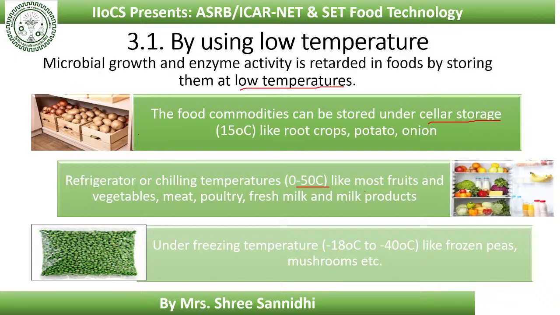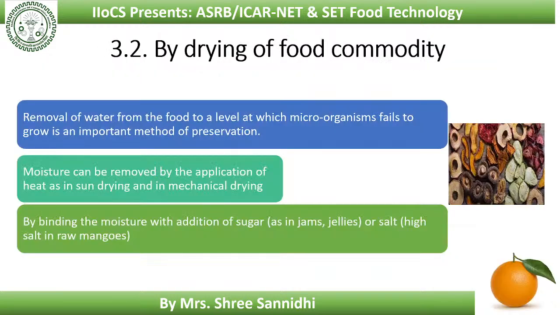And the last one is freezing temperature, so storing in the freezer. That is between minus 18 degrees Celsius to minus 40 degrees Celsius, which we use for foods like frozen peas or mushrooms. So this is about low temperature method of hindering microorganisms growth.